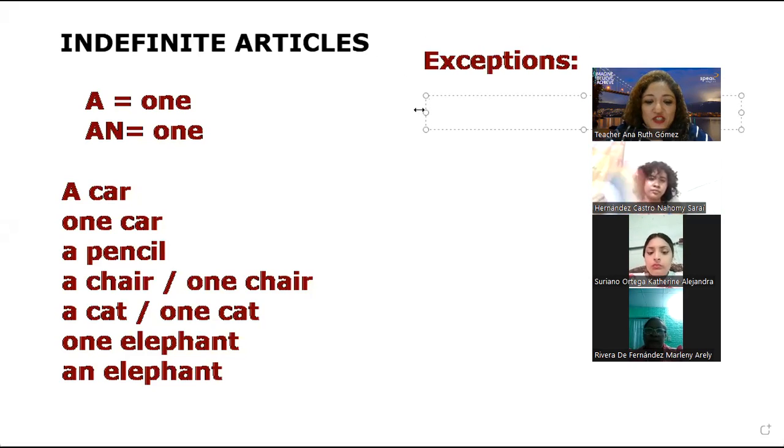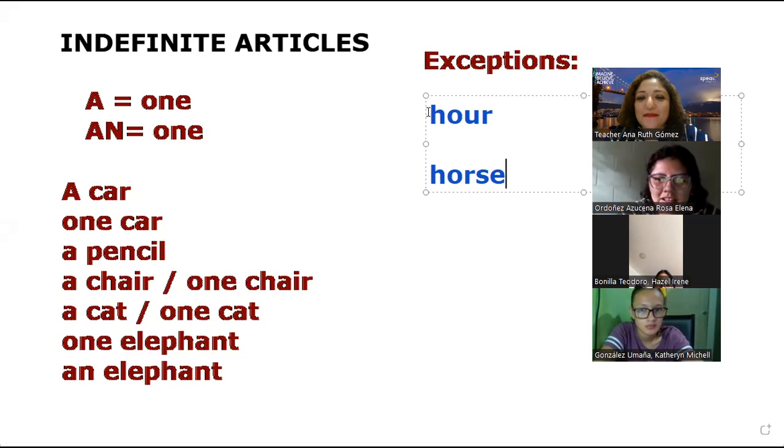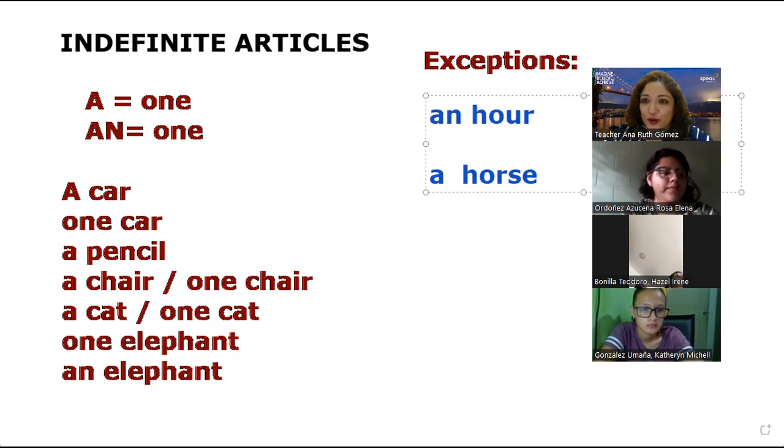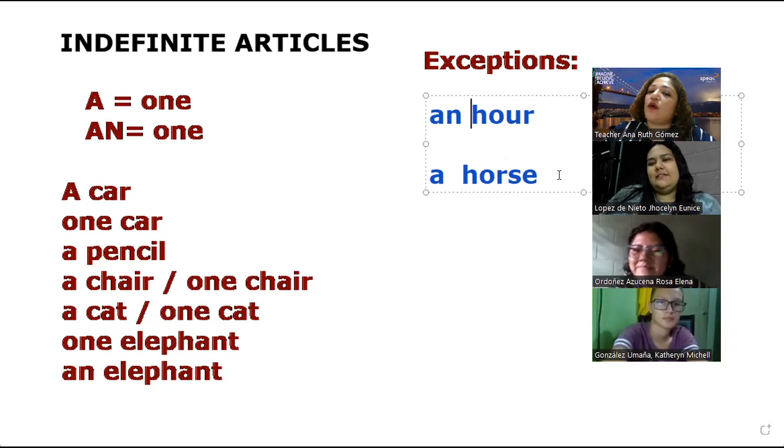How do you say hora in English? Hour. And how do you say caballo in English? Horse. ¿Se fijan que la H suena distinta? Yes or no? Yes. Hora, hour. Caballo, horse. ¿Cuál suena? Horse. Entonces, como esa suena, le vamos a poner a horse. But what about hora? ¿Suena la H? No. Entonces, es como que la palabra la comencemos a decir con la O, hour. Entonces, an hour. Aunque lleve consonante. Pero como no suena, an hour. ¿Ok? Is it clear? Yes. Now, otra excepción.